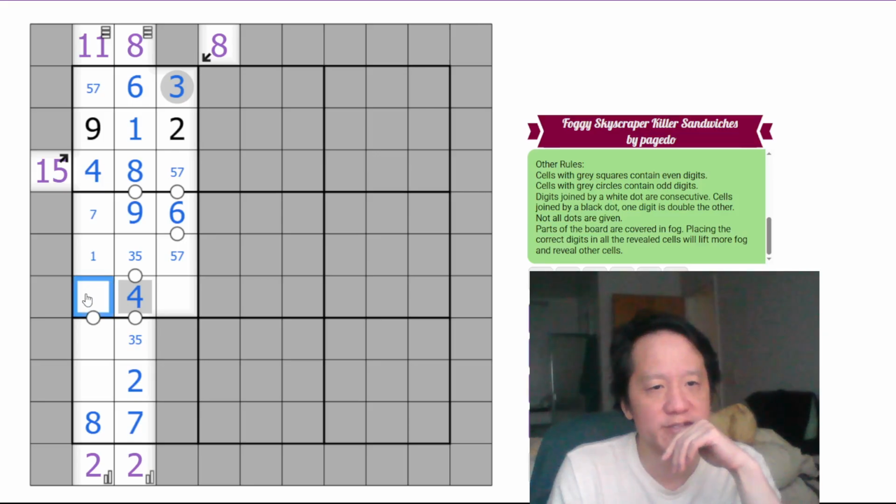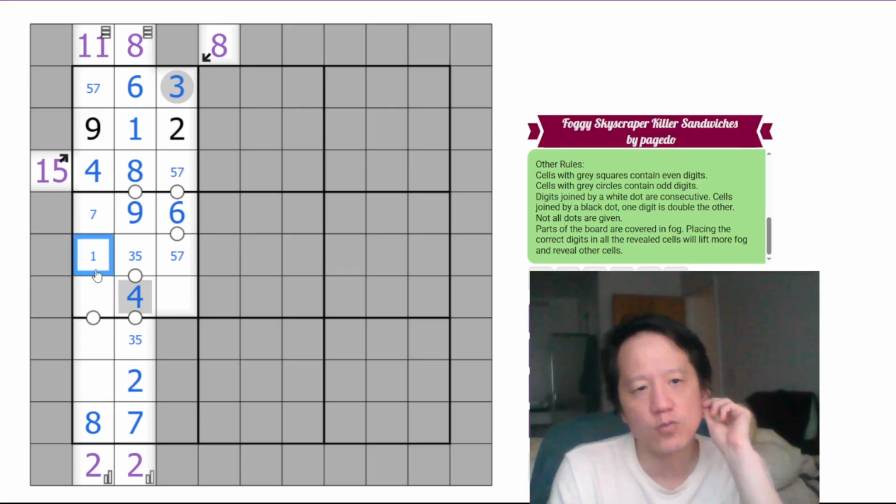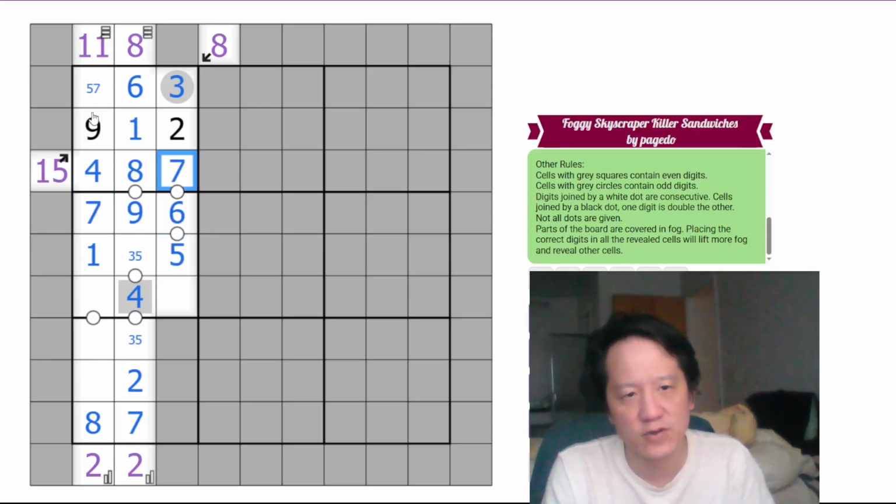Therefore, 1 could potentially be here. If this is 1, though, that would force this to be 2. So in between, for 3 digits adding up to 11, it could only be 2, 4, and 5, because 1 is not included. And that doesn't work because 1 would be here. Therefore, 1 cannot be here, so the 1 has to be here, which makes this a 7, which makes that 5, which makes that 7, which makes that 5.